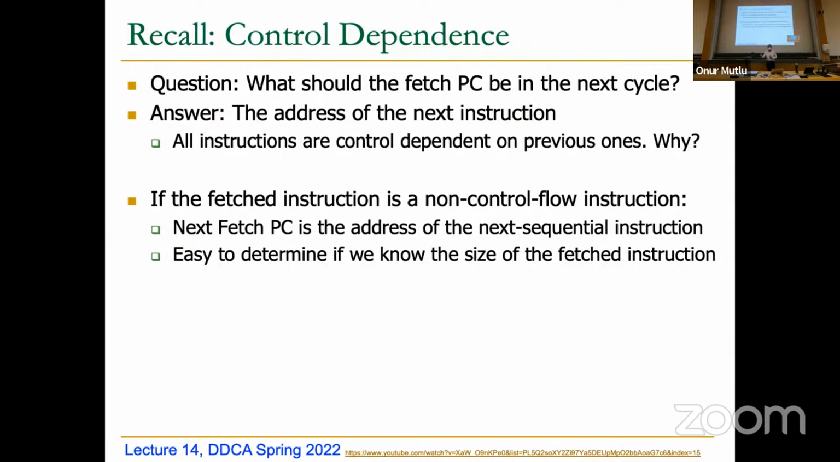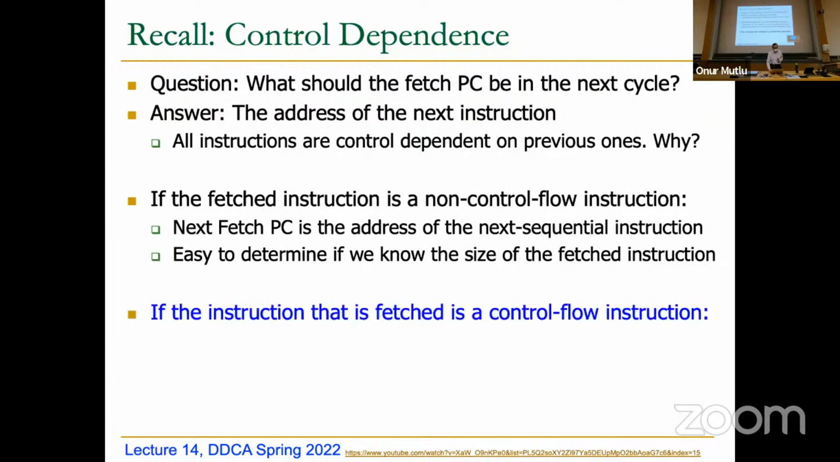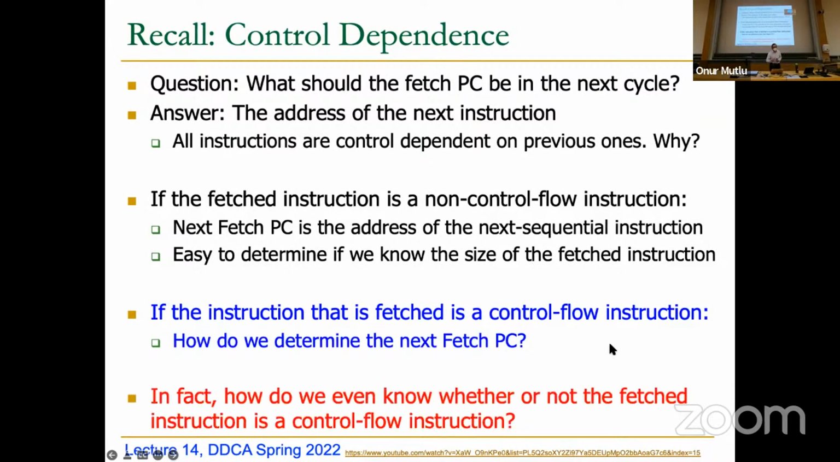Even if you're not dependent on a branch, even if it's the next sequential instruction, if it's not a branch instruction, you don't know the address of the next sequential instruction before you decode the previous instruction. But of course, if you know the size of the fetched instruction, it's easy to determine the next instruction address if the instruction is not a control flow instruction. But if the fetched instruction is a control flow instruction, the problem becomes even worse. Basically, how do you determine the next fetch PC in this particular case? In fact, how do you even know whether or not the fetched instruction is a control flow instruction? You do not know this information until you decode the instruction as well.